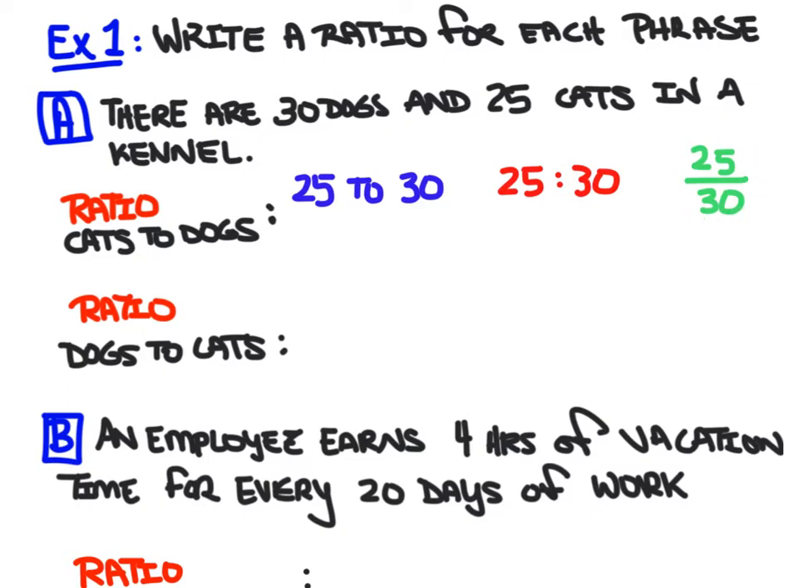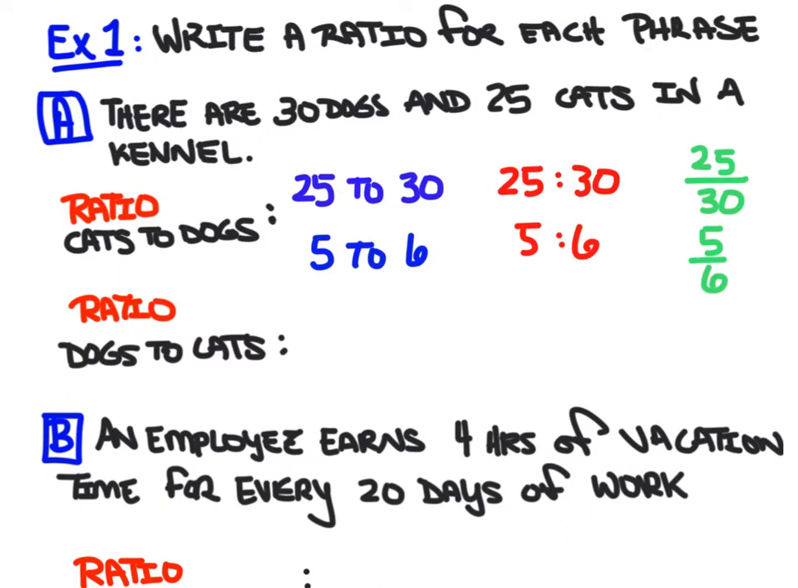Now if you notice, there's a common factor between 25 and 30, so each of these ratios can actually be expressed in a different way. I can write 5 to 6 instead of 25 to 30, so that's dividing both of those numbers by 5. And in the red case, I can have 5 colon 6. And in the green case, I can have 5 divided by 6. And that's precisely the ratio of cats to dogs.